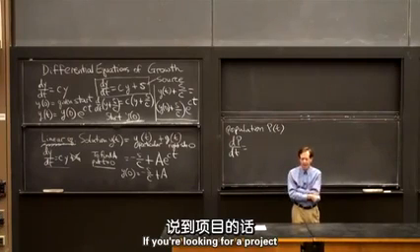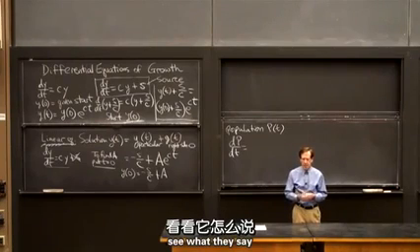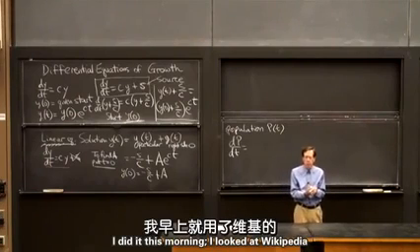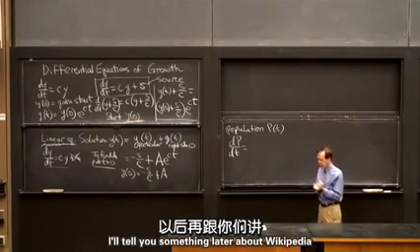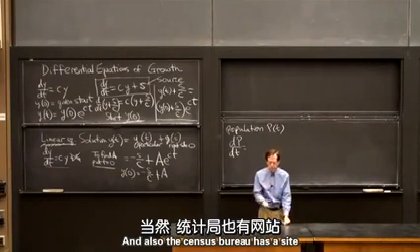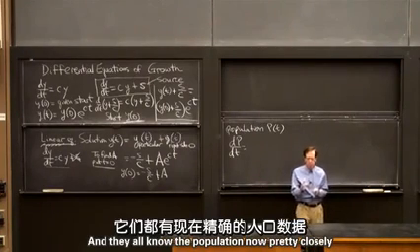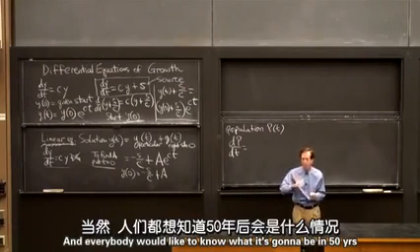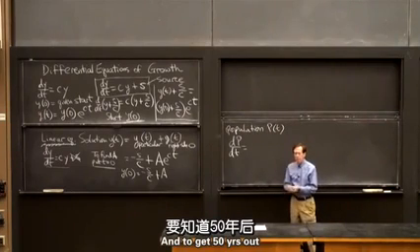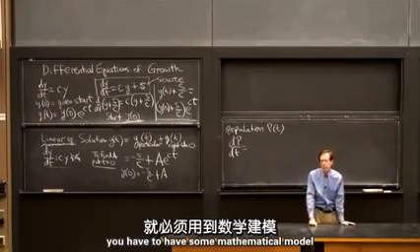If you're looking for a project, Google population growth. See what they say. Several sites will say. Wikipedia, I did it this morning. I looked at Wikipedia. I'll tell you something later about Wikipedia. And also the Census Bureau has a site. They all know the population now pretty closely, and everybody would like to know what it's going to be in 50 years. And to get 50 years out, you have to have some mathematical model.